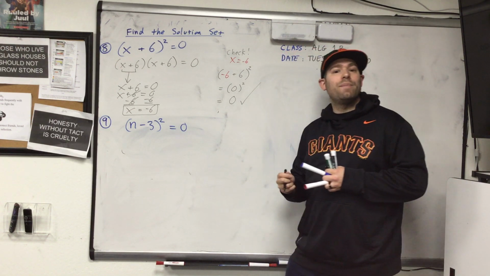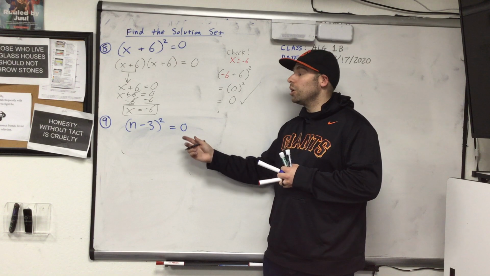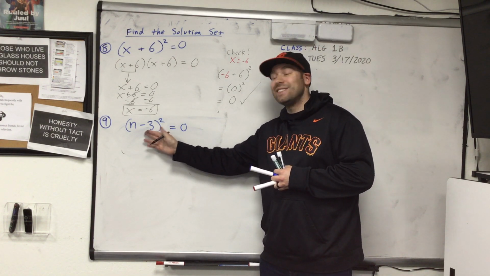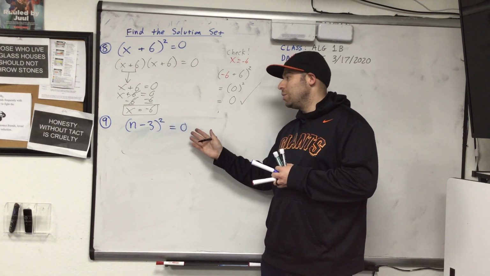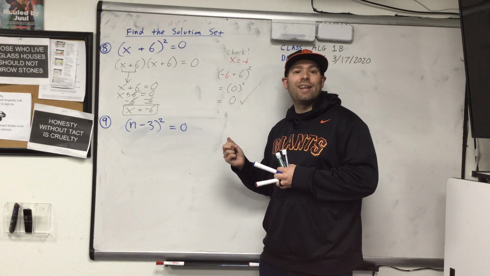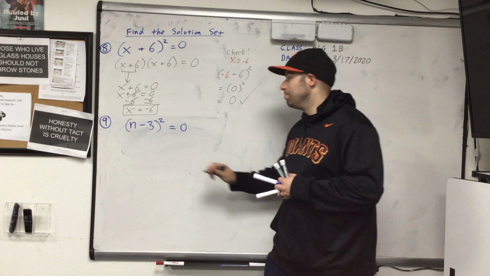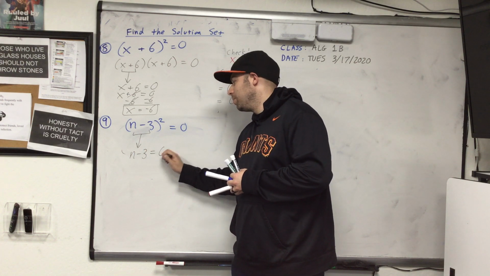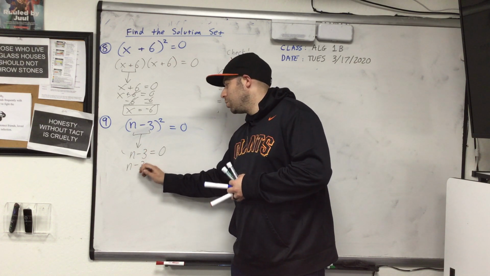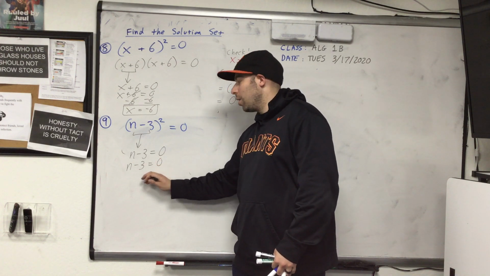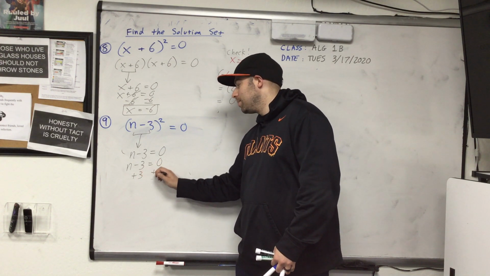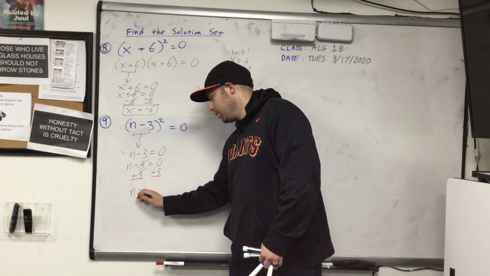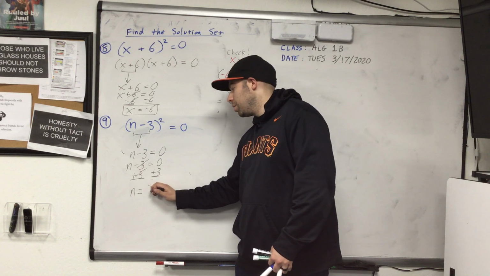Same thing over here. N minus 3 quantity squared equals 0 can be rewritten as n minus 3 times n minus 3. But let's be realistic. If it's the same exact expression, set equal to 0, I've got 2 factors that are exactly identical. So there's only one solution. So we bring this down. I say n minus 3 equals 0. So if n minus 3 equals 0, I need to undo that layer by adding 3 to both sides. So 0 plus 3 becomes 3.